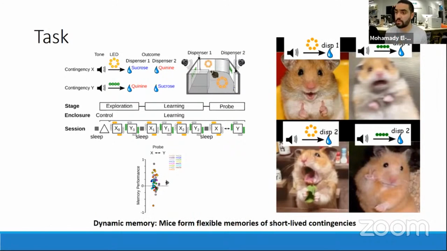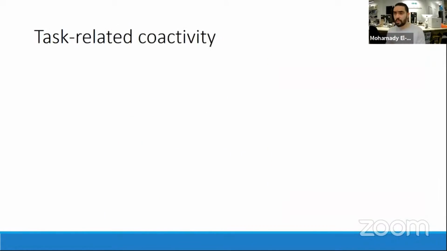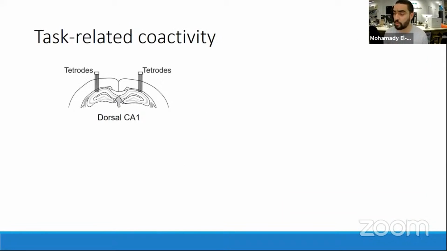This is nice because it gives us a dynamic memory paradigm in which we can now test hypotheses about neural mechanisms. And for various reasons, we thought that the dorsal hippocampus might be important. So we recorded from dorsal CA1 as the mice performed this task, and we could record from multiple individual neurons. Here I'm going to talk about data from principal or putative principal neurons.